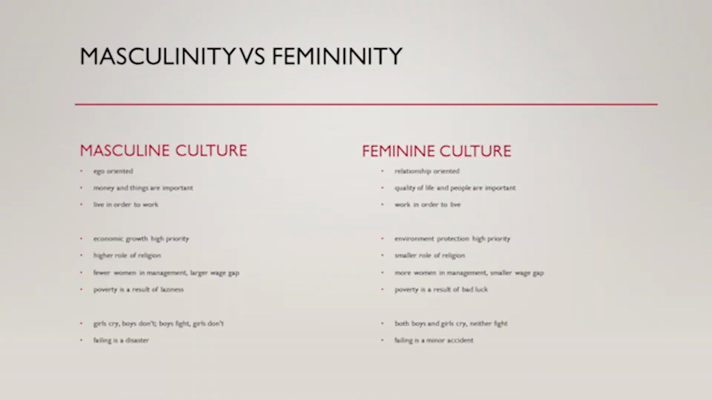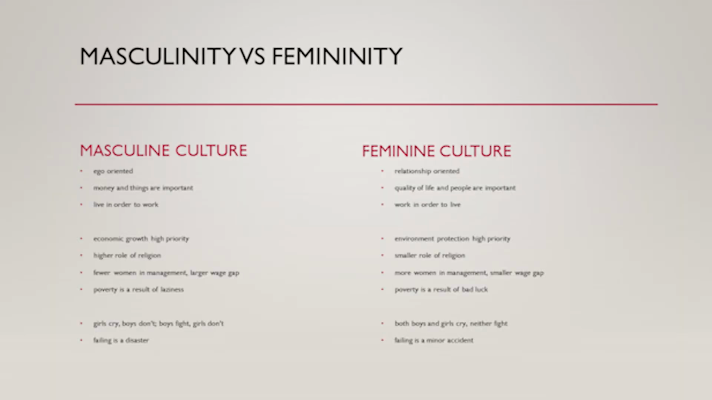Now, how else do differences in masculinity and femininity manifest themselves in various aspects of life? In terms of social norms, masculine societies are more ego-oriented and more material than feminine societies. Feminine societies are more relationship and quality of life oriented. Masculine societies are often described as living in order to work, whereas feminine societies are described as working in order to live. In politics, masculine societies are obsessed with economic growth, whereas feminine societies tend to be more concerned with the protection of the environment.